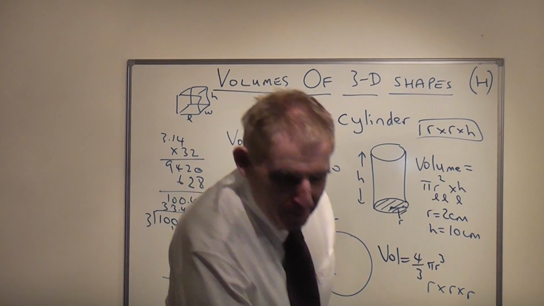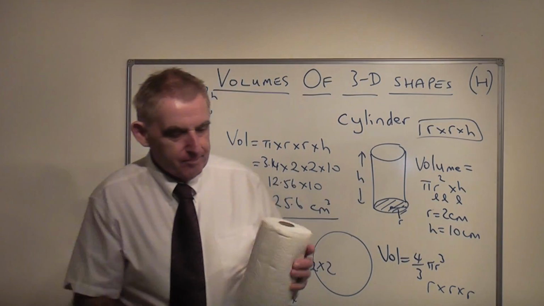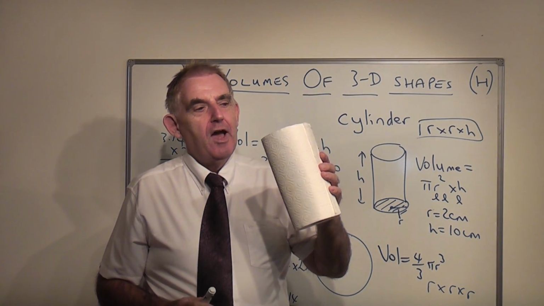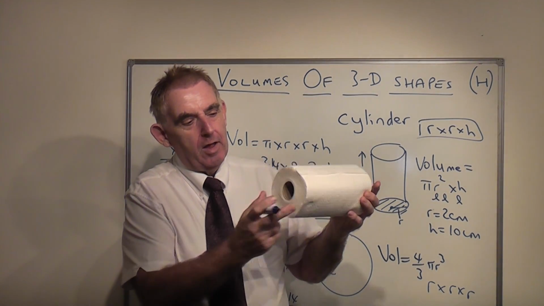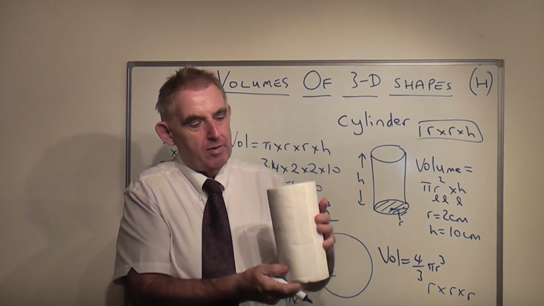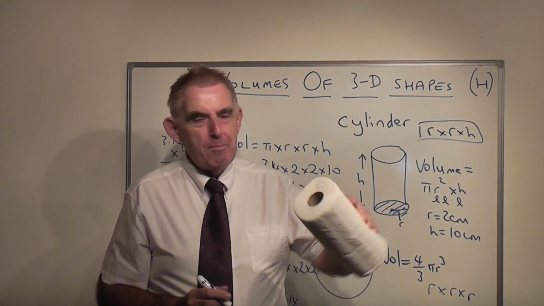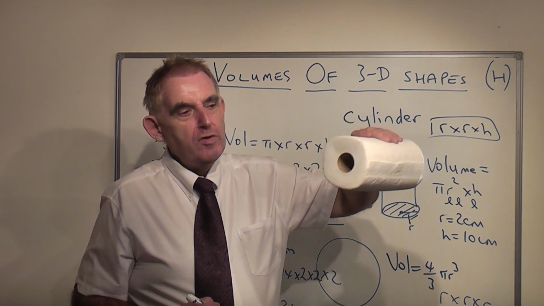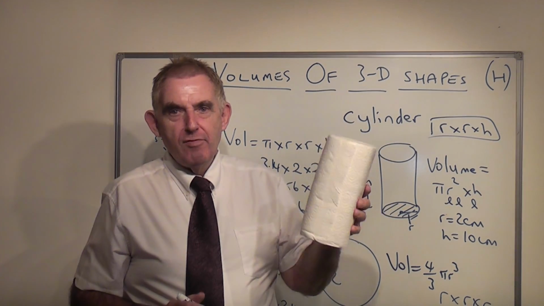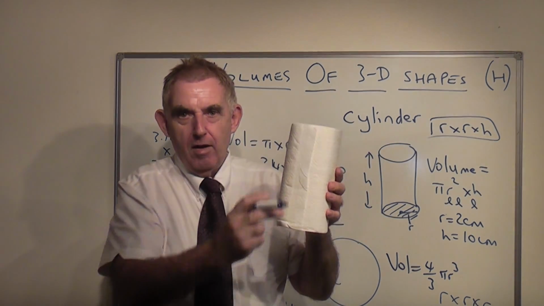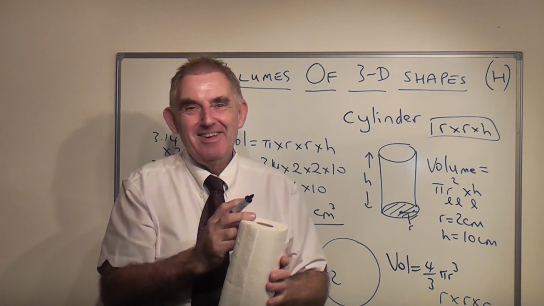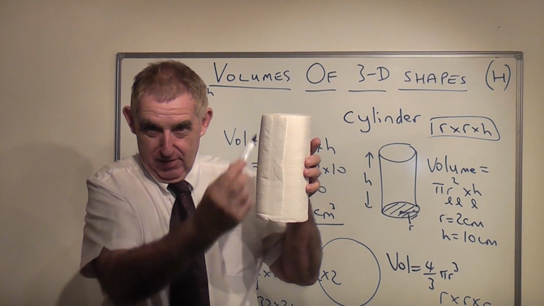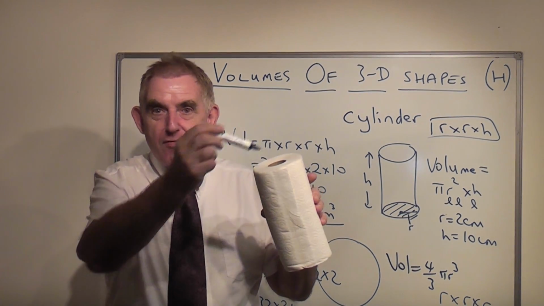Now, what about if we had a question on a cylinder like this? Let's suppose you got a question that said, what's the volume of paper in this cylindrical shape? What do you think you'd do? The volume of the paper in the cylindrical shape. Let's assume it's nicely packed tightly together. What do you think you'd work out firstly? You'd work out the area of the whole lot and multiply by the height, and that would give you the volume of the big cylinder.